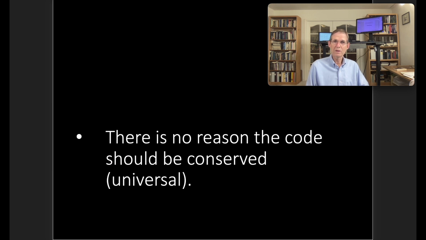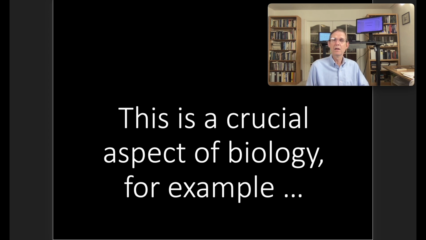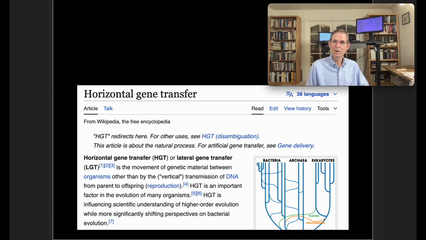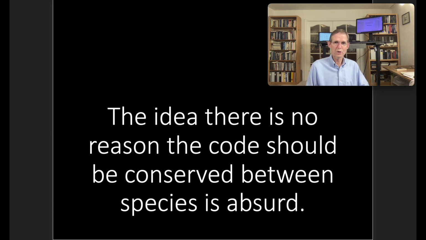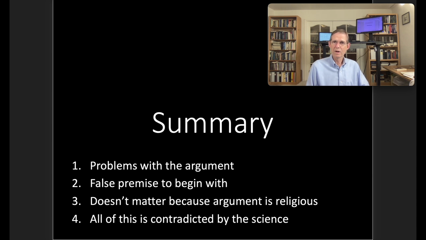Remember the second religious argument? There is no reason the code should be conserved. There is no reason why the code should be universal. Clearly, this is not true. Genetic material is commonly transferred between species, and this is a crucial aspect of biology. For example, horizontal gene transfer. Genes are commonly transferred between different species. The idea there is no reason the code should be conserved between species is biologically absurd. Of course, the code must be conserved between species. So to summarize, we saw that there were some problems with the argument, but that none of that mattered because it's a religious argument. Now we're seeing that the religion is contradicted by the science.